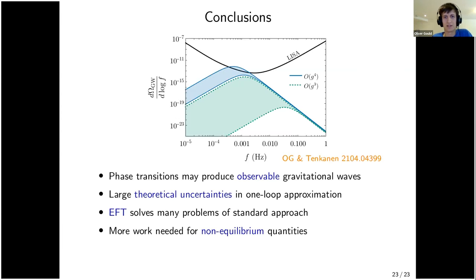Okay, so that's to my conclusions. As I mentioned at the beginning, phase transitions could produce observable gravitational waves. Here's a plot again of gravitational wave amplitude versus frequency. This green band is a one loop approximation, and as you can see, it has very large theoretical uncertainties, something like six orders of magnitude. Going further using EFT methods, we can reduce the uncertainty and solve many of the problems of the standard approach. But the remaining uncertainty is related to non-equilibrium quantities, and more work is needed there. Thank you very much.